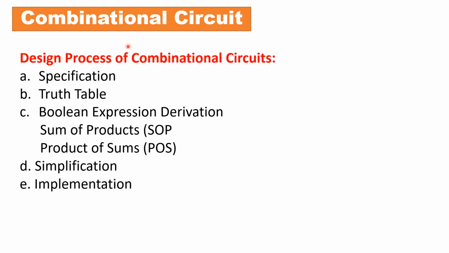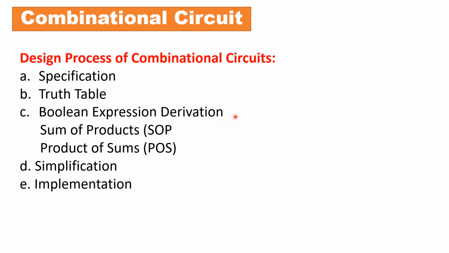The design of a combinational circuit involves several steps. The specification defines the desired functionality of the circuit, including the number of inputs and outputs. Then construct a truth table that outlines the output for every possible combination of input values. Next is Boolean expression derivation: from the truth table, derive the Boolean expression that represents the output logic.